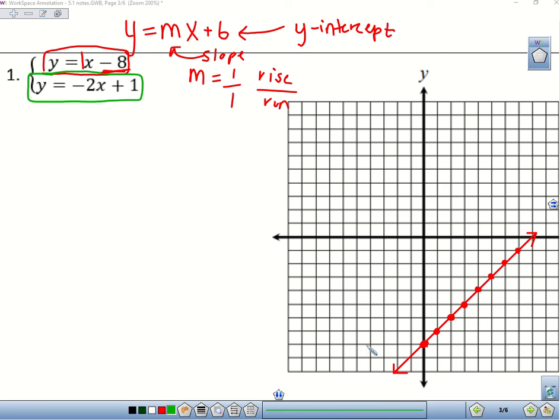So now we're going to plot our other line. So does anybody have any questions about how we plotted this line? All right, so the next line, we first look at its y-intercept. What's the y-intercept of the one in the green here? The -2. That's the slope.